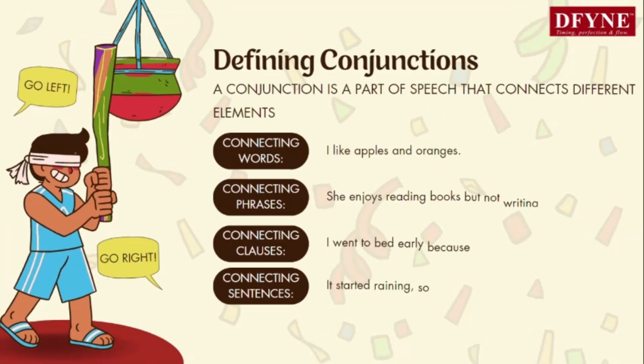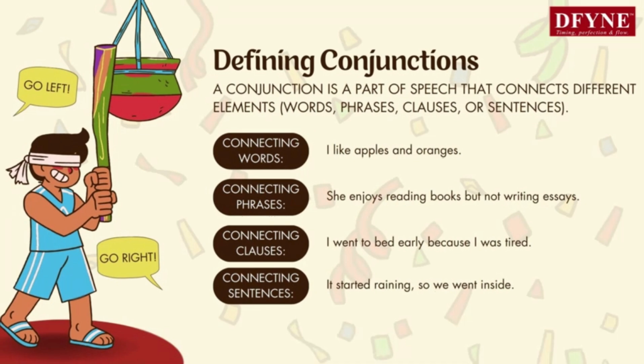A conjunction is a part of speech that connects different words, phrases, clauses, or sentences. Shown here are examples of how conjunctions are used to join these elements. In the first sentence, you notice that the two words, apples and oranges, are grouped together using the conjunction and. Similarly, in the second sentence, there are two phrases, reading books and writing essays, that are grouped together using the conjunction but. The third one connects two clauses using because. I went to bed early is one clause and I was tired is another clause. Lastly, two sentences are joined together using so.